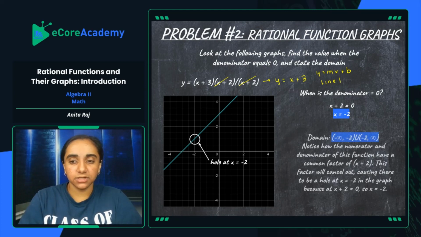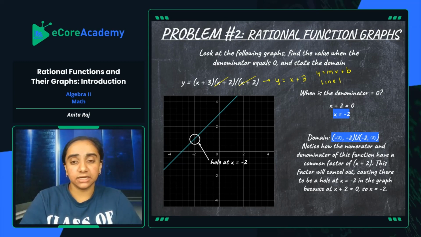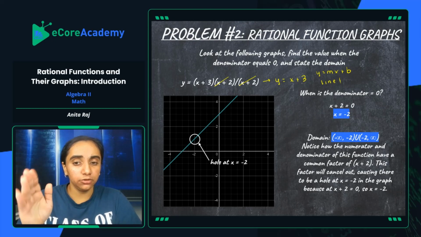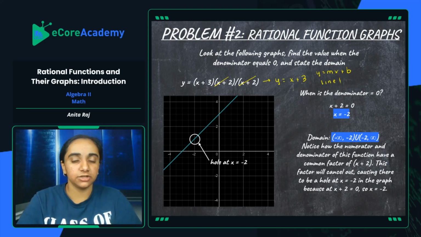So what's going to happen is the domain is actually going to be equal to negative infinity to negative 2. Then there's going to be a break because this function is not going to have a value. It's going to be undefined at negative 2. There's going to be a union, but then the graph is going to continue from negative 2 to infinity. So it's going to be perfectly fine and just continue.